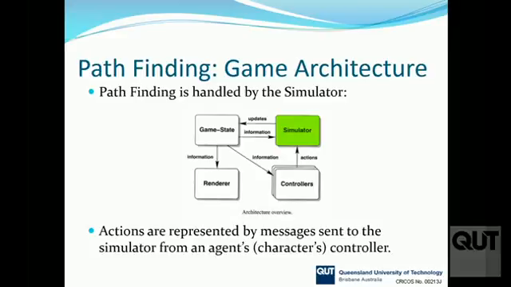So from an architectural standpoint, when we look at the game engine, pathfinding is done somewhere here. It's actually done in the simulator. The simulator will first of all do that calculation. Once it's got a path, it will move the character, and each time it moves the character along the path, it'll do an update of game state, and that information comes back to the simulator and so on.